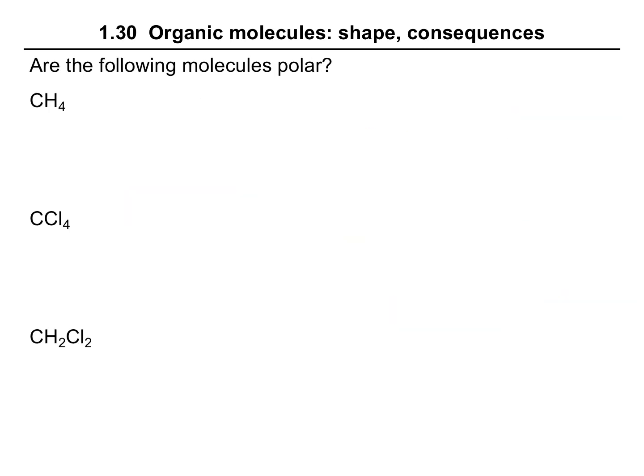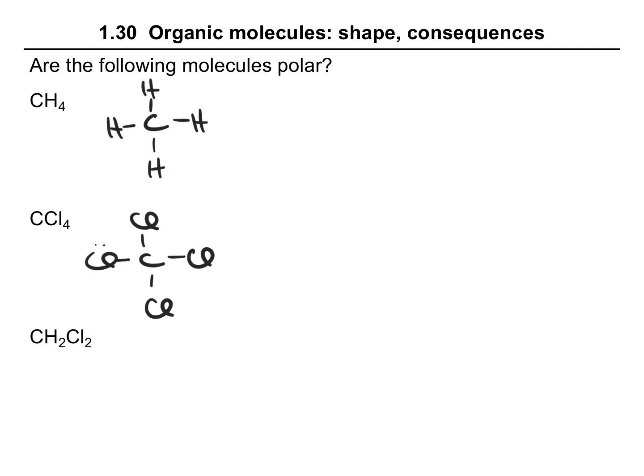So let's look at a few more examples and try to determine whether the following molecules are polar. So we have methane, CH4. This is called carbon tetrachloride, and this is called dichloromethane. So let's start out by drawing Lewis structures. So here we have our carbon connected to 4 hydrogens. Here we have carbon connected to 4 chlorines, and we should include all of the lone pairs on the chlorines. And finally, here we have a central carbon connected to 2 hydrogens and 2 chlorines.